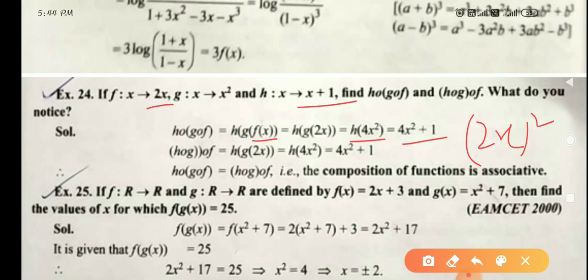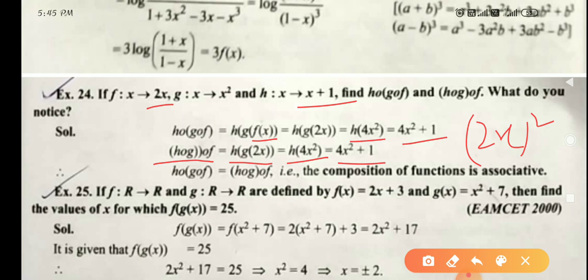In the same way, if you find h of g of f, it means the same as previously you have seen. Now first of all you put f(x) as 2x. Now in function g you will put 2x, so it will become 4x square. In function h, in place of x you will put 4x square, so 4x square minus 1. So both the parts we have found.